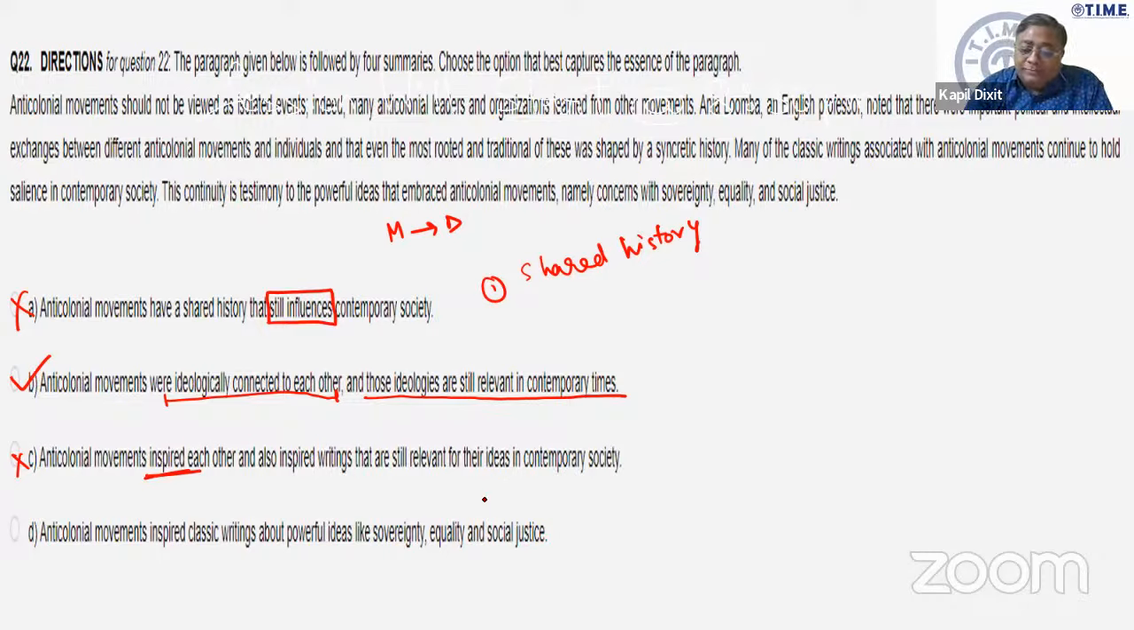Again, wrong. Okay. Why? It is not talking about the relevant parts, that is shared history, etc. So again, you can eliminate this. Hence, you could have easily marked B as an answer.